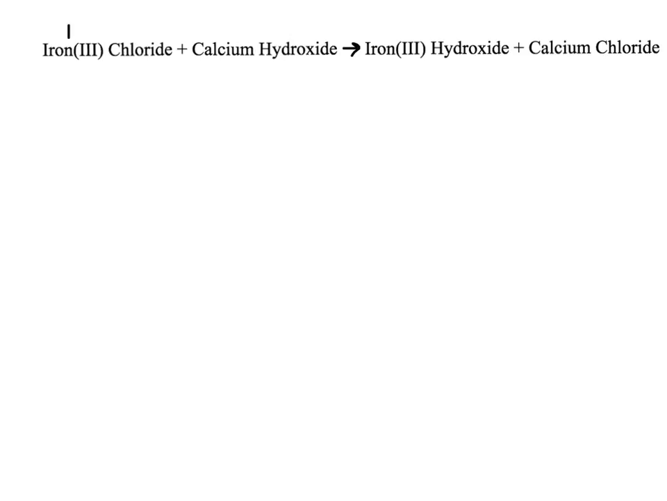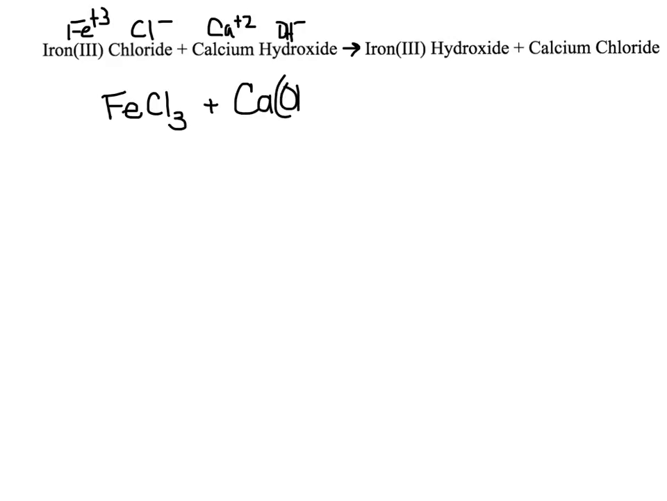Now let's look at an even more complicated one, iron 3 chloride. So that means that iron had a +3, chlorine has a -1. So iron 3 chloride is going to be FeCl3. Combines with calcium hydroxide. Calcium is a +2. Hydroxide was a -1. So this is going to be CaOH2.